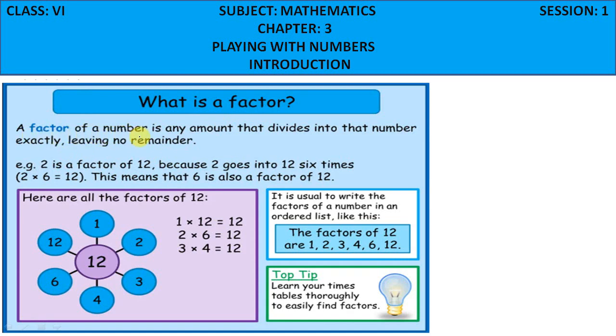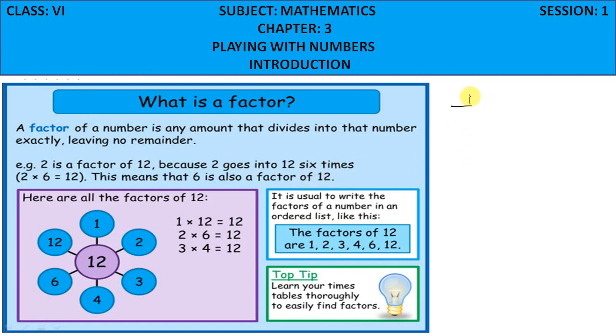A factor of a number is any amount that divides into that number exactly, leaving no remainder. For example, 2 is a factor of 12 because 2 goes into 12 6 times and leaves no remainder.